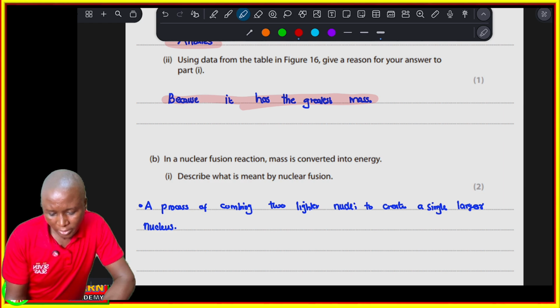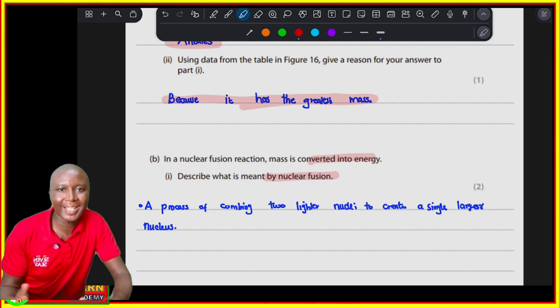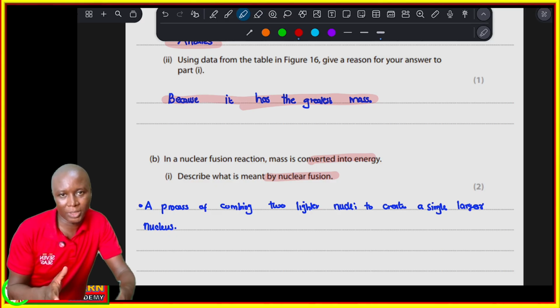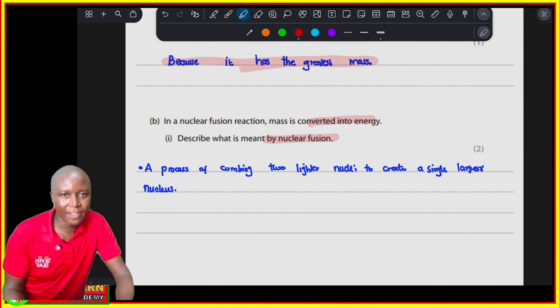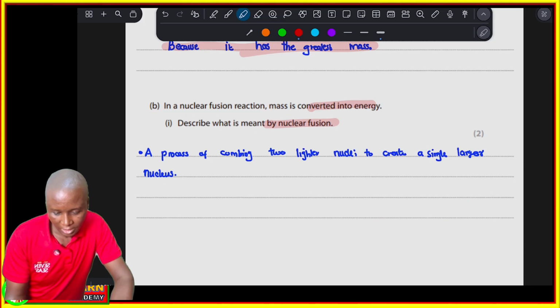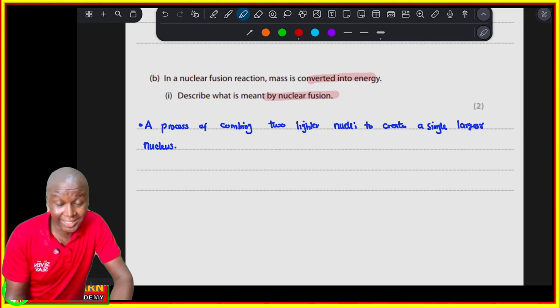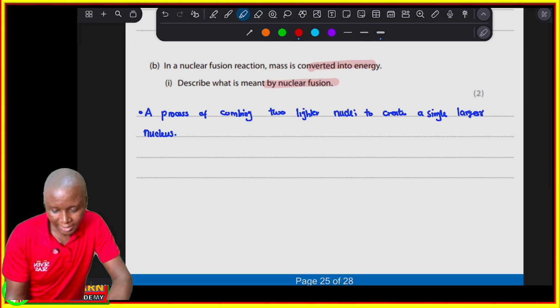During nuclear fusion reaction, mass is converted into energy. Describe what's meant by nuclear fusion. Nuclear fusion is a process of combining lighter nuclei under high temperature and pressure, to make a heavier nucleus like that. So you need to understand what we mean by nuclear fission and nuclear fusion at the same time.